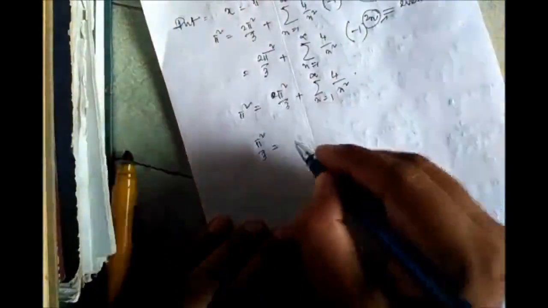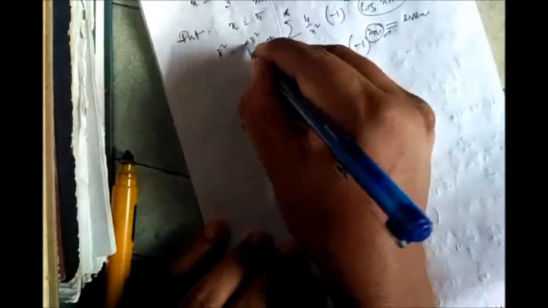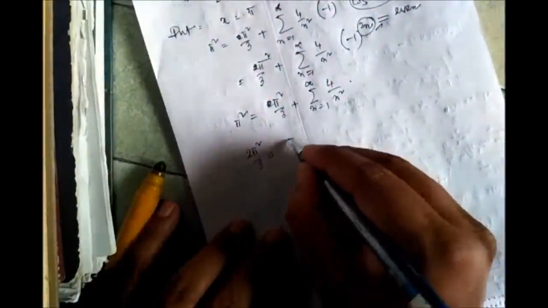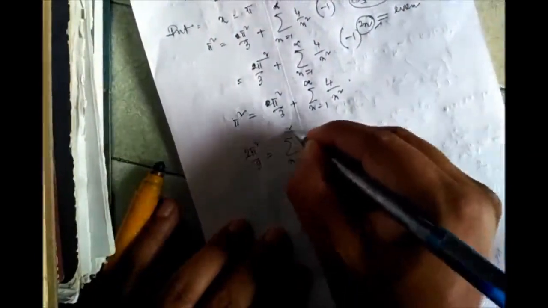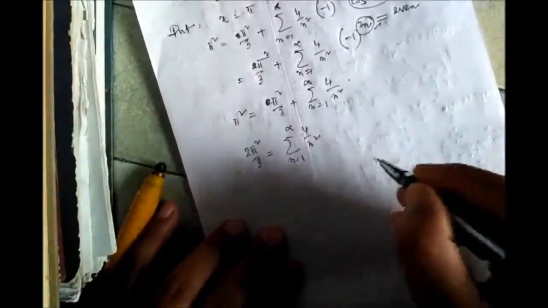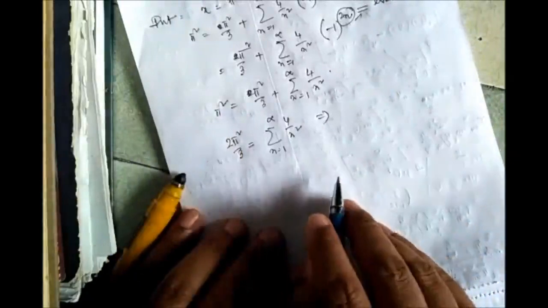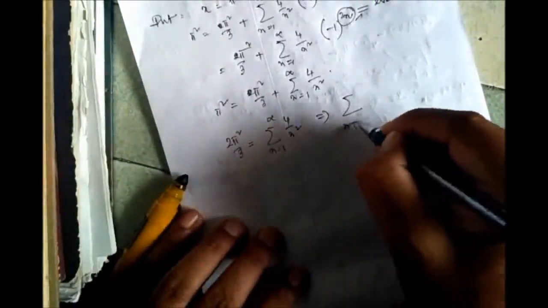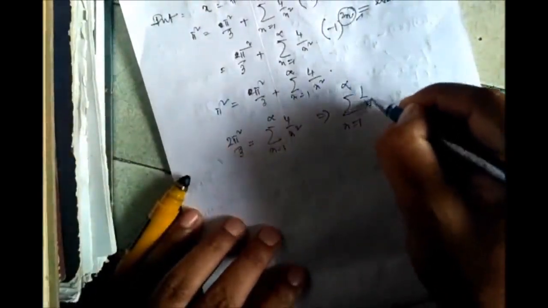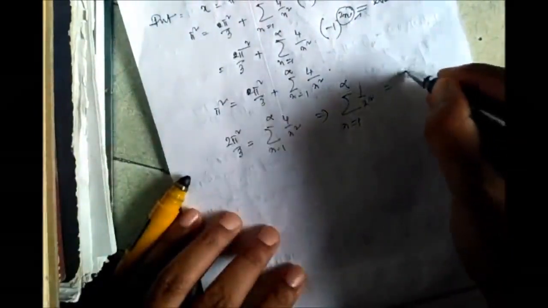Sorry, not pi square by 3, this will be 2 pi square by 3. So 2 pi square by 3 at the left hand side, sum over n equal to 1 to infinity of 4 by n square. From this part, I will get that the sum over n equal to 1 to infinity of 1 by n square is pi square by 6. The sum of this series is pi square by 6.